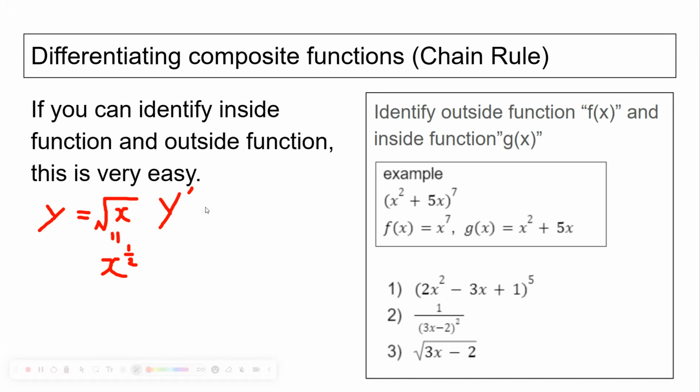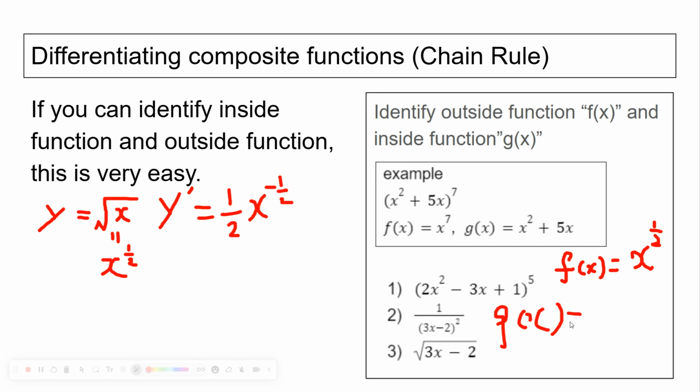If you differentiate x to the power of a half, it's going to be a half in front, then x to the power of a half take away 1 is negative a half, wasn't it? So that means the outside function we better write in this way, x to the power of a half. And the inside function g(x) is 3x minus 2. Okay?